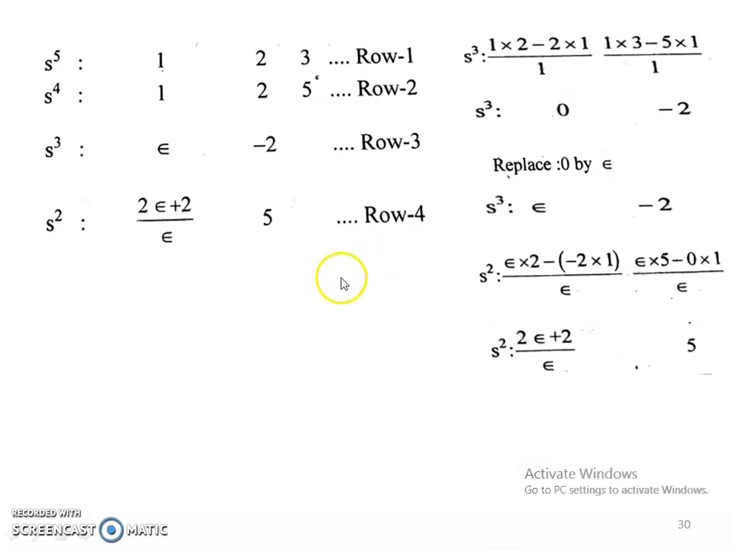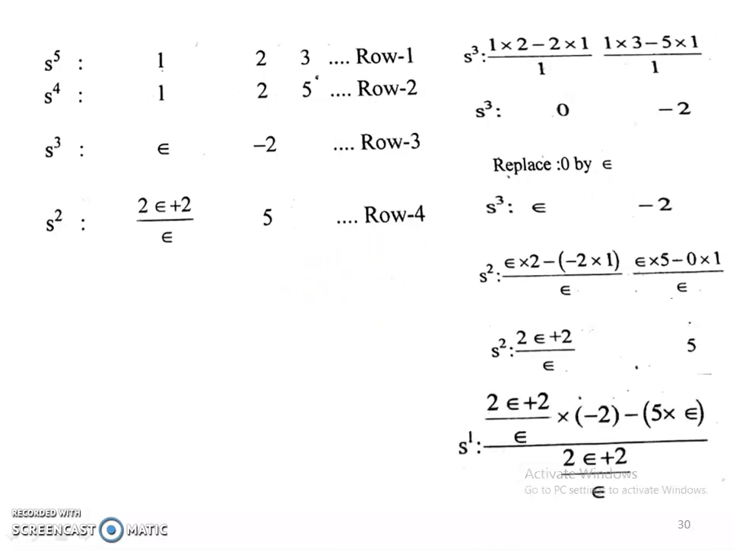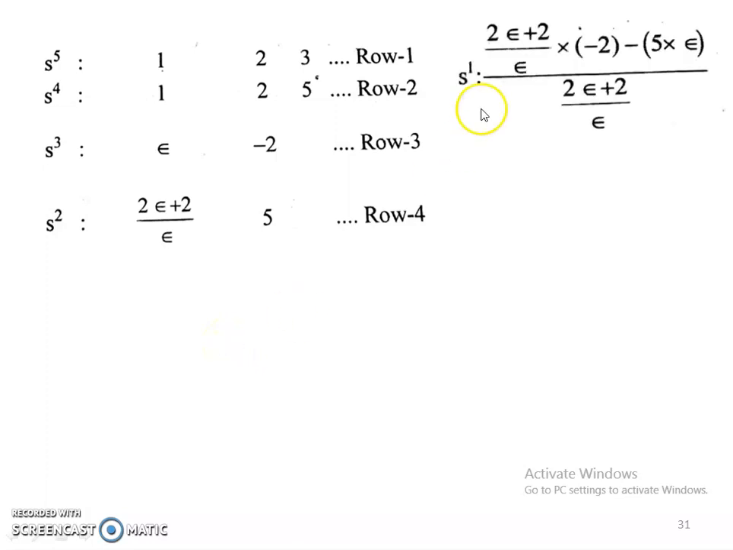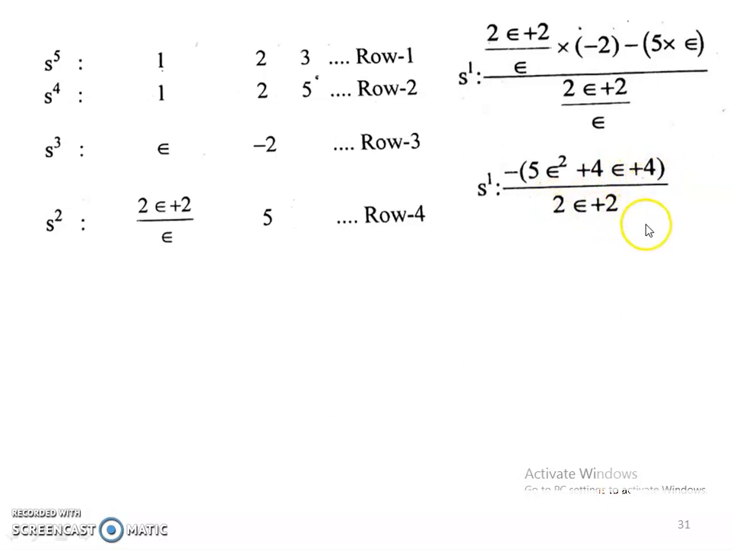Now we are going for the next row, that is the s row. How will we calculate s? (2 epsilon plus 2) divided by epsilon into minus 2 minus 5 into epsilon, divided by (2 epsilon plus 2) divided by epsilon. This is nothing but the element of s to the power 1. After simplification you will be getting (minus 5 epsilon square plus 4 epsilon plus 4) divided by (2 epsilon plus 2).